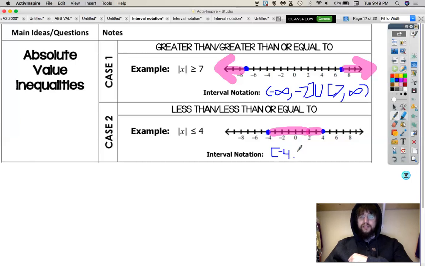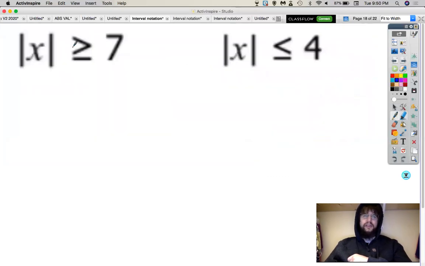I don't like having to think so much. Guess what? You don't have to think so much. You just have to be able to read. Yes, that's hard for some of you, but try it. So let's look at what this actually says: the absolute value of x is greater than or equal to 7. Here's how I want you to read that.